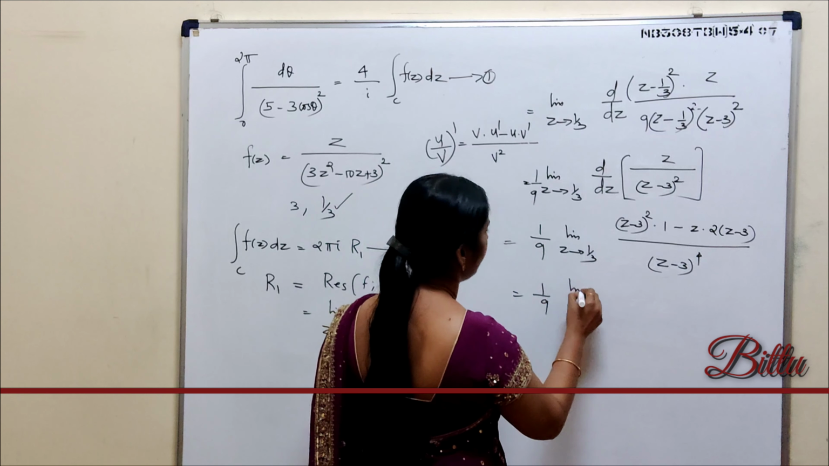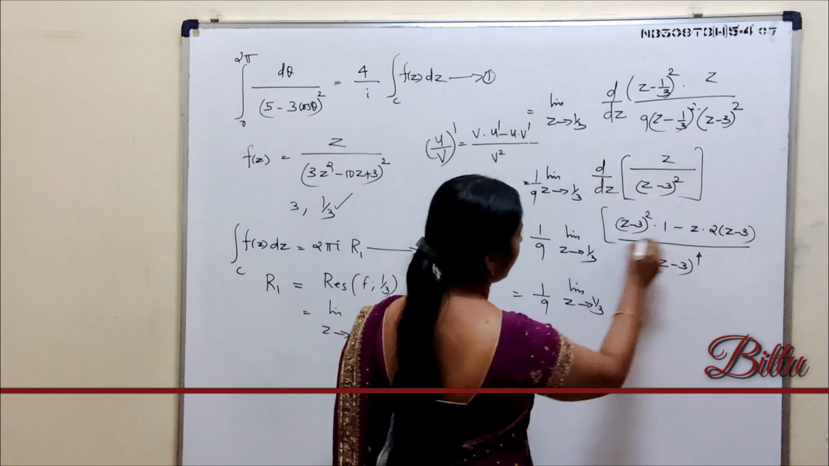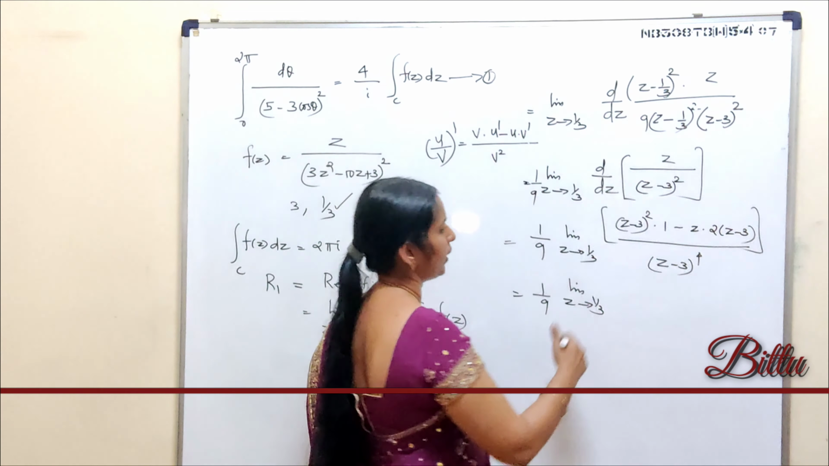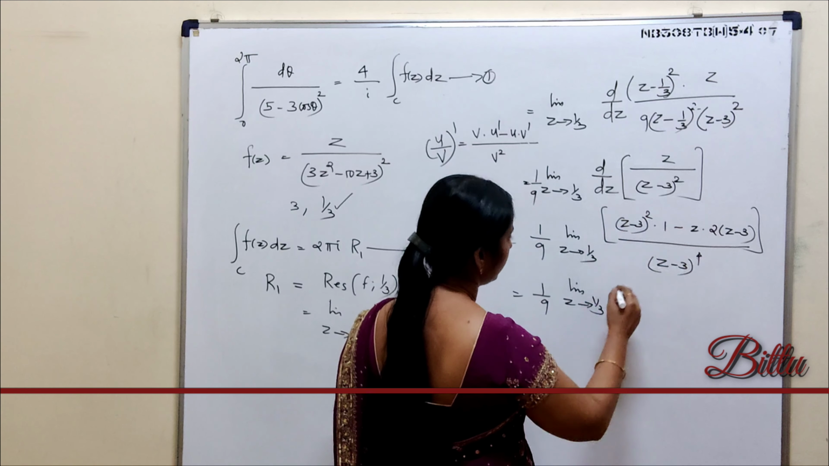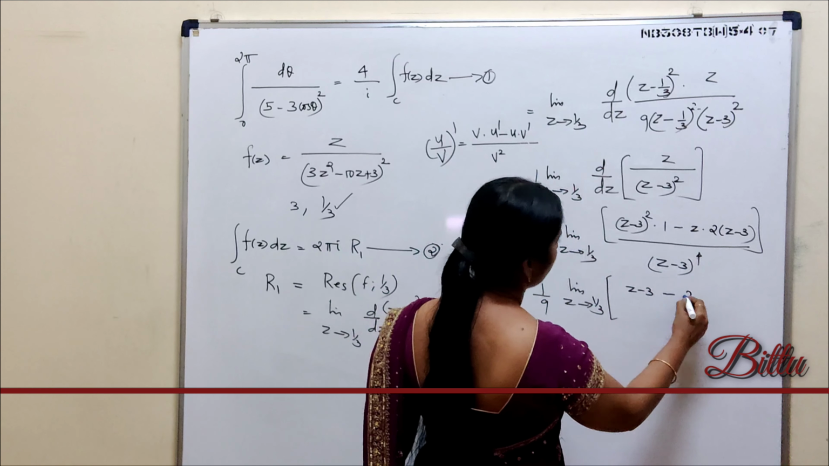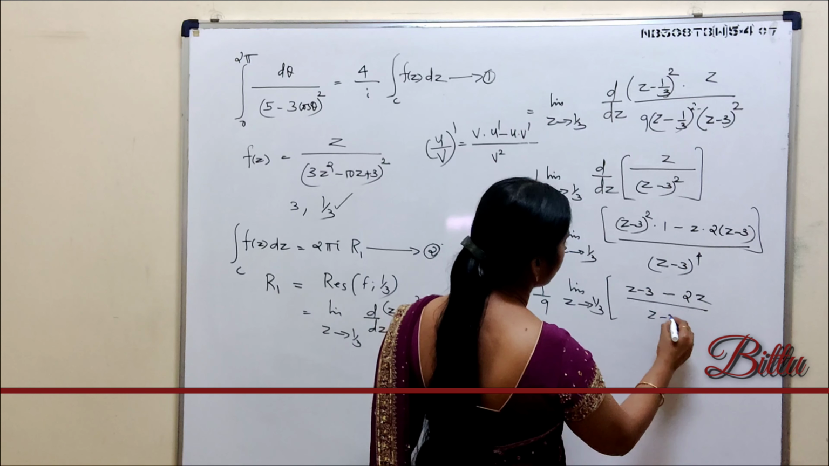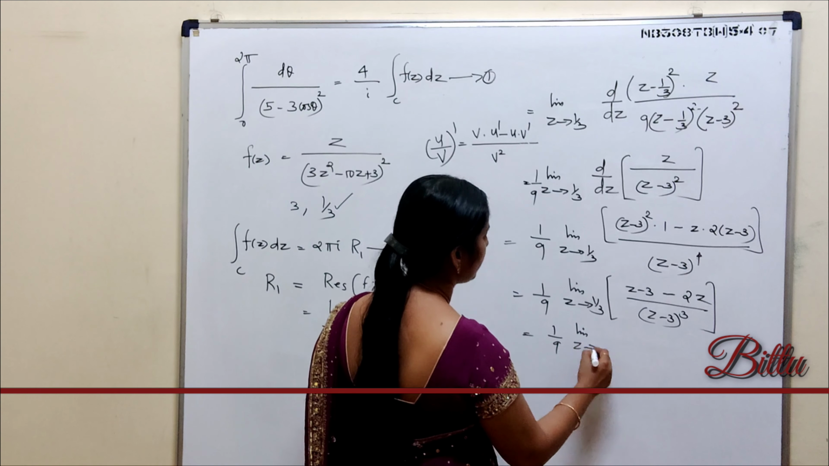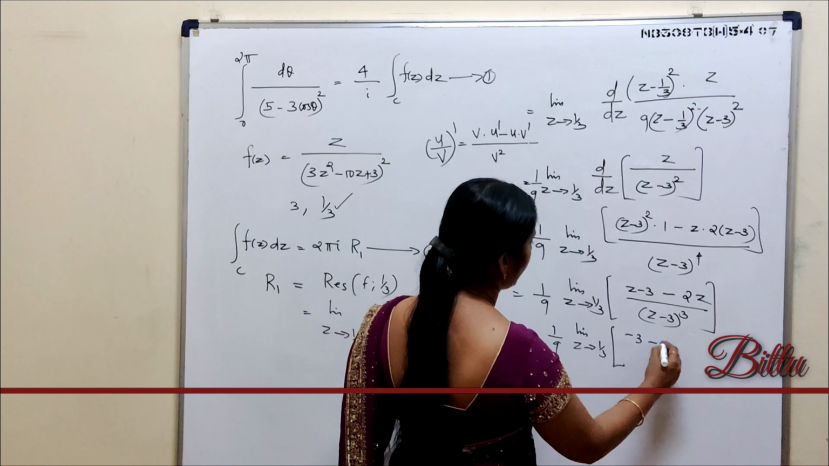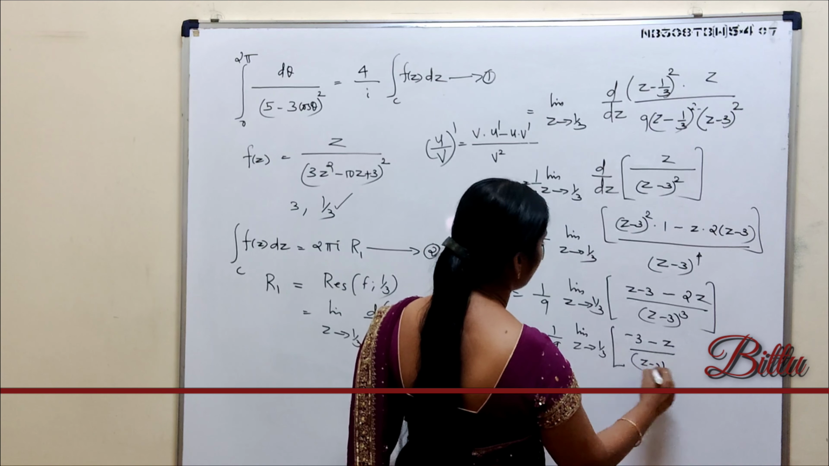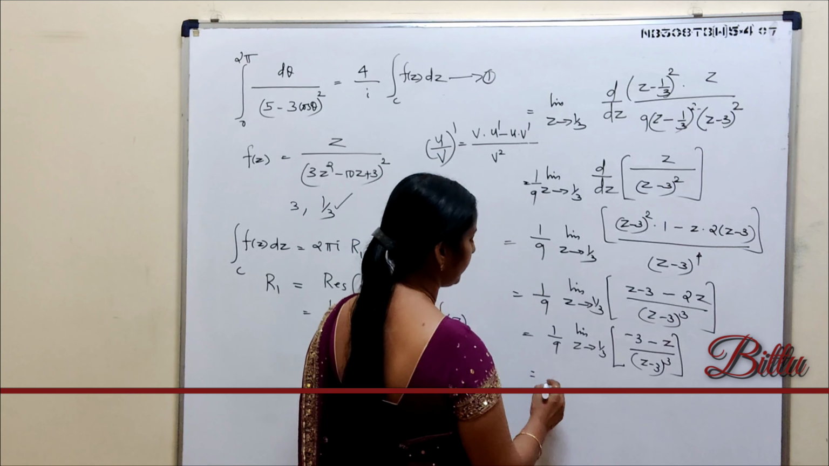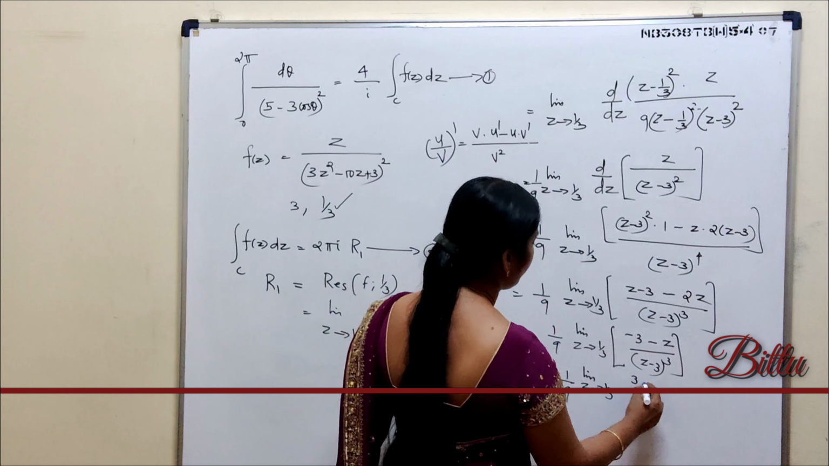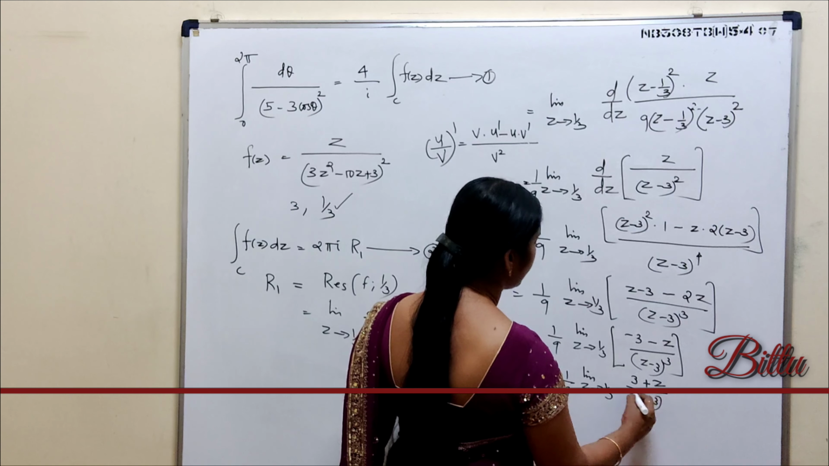1 by 9, limit z tends to 1 by 3. See here, you can see z minus 3 in the numerator is common. You take it outside, so it will cancel with this raised to 4. So z minus 3 minus 2z by z minus 3 the whole cube. It is 1 by 9, limit z tends to 1 by 3, minus 3 minus z by z minus 3 the whole cube. That is minus 1 by 9, limit z tends to 1 by 3, 3 plus z by z minus 3 the whole cube.